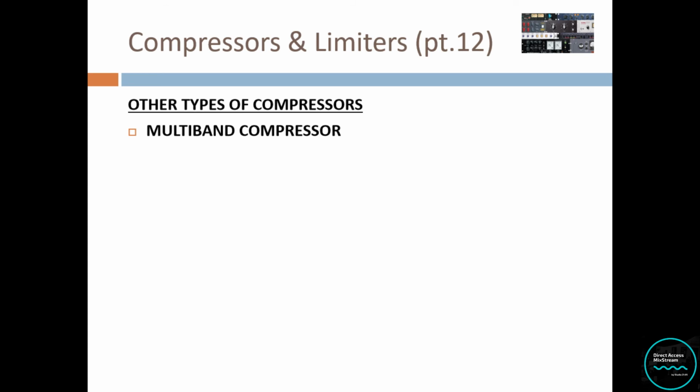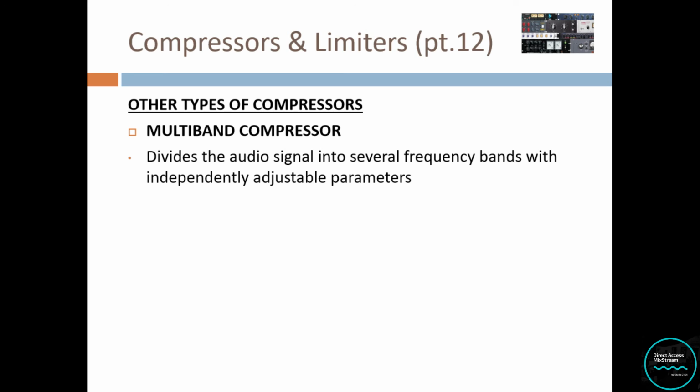Now, there are sometimes other types of compressors as well, besides the four general types that I talk about. The first one would be a multiband compressor. So what's a multiband compressor? Very easy. It divides the audio signal into several different frequency bands. So for example, you can have 3, maybe 4, sometimes 5 or 6 or more. And each of these frequency bands will have individual parameter control. Your threshold, your ratio, everything.